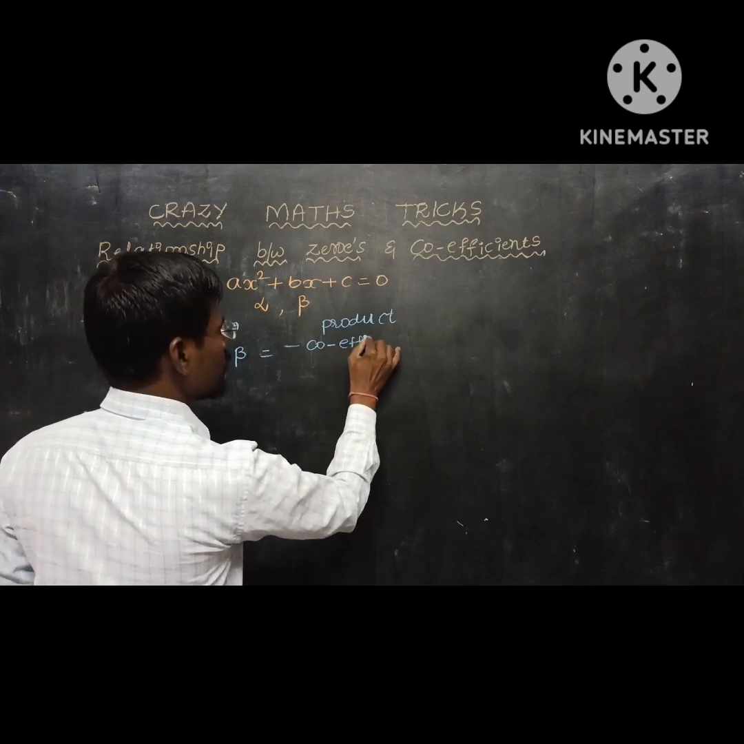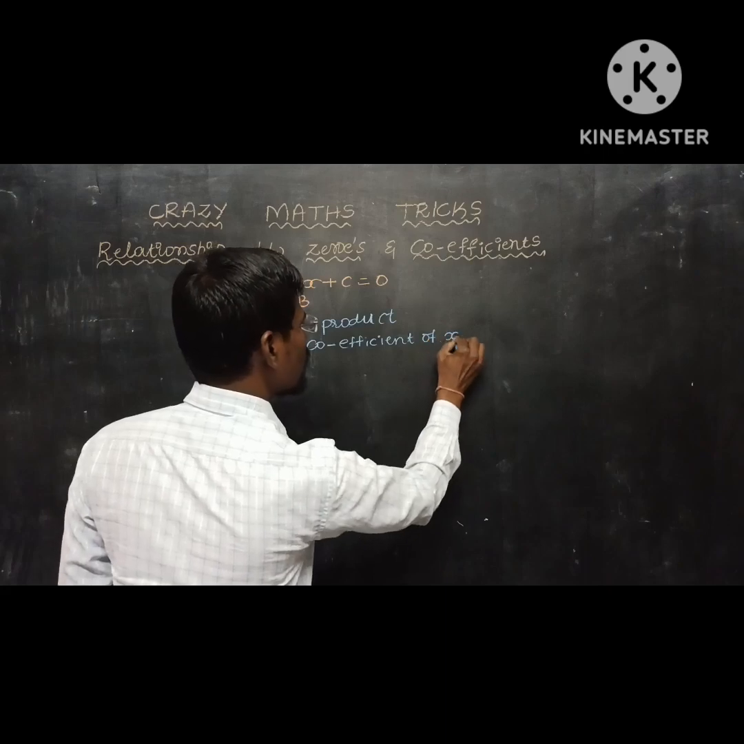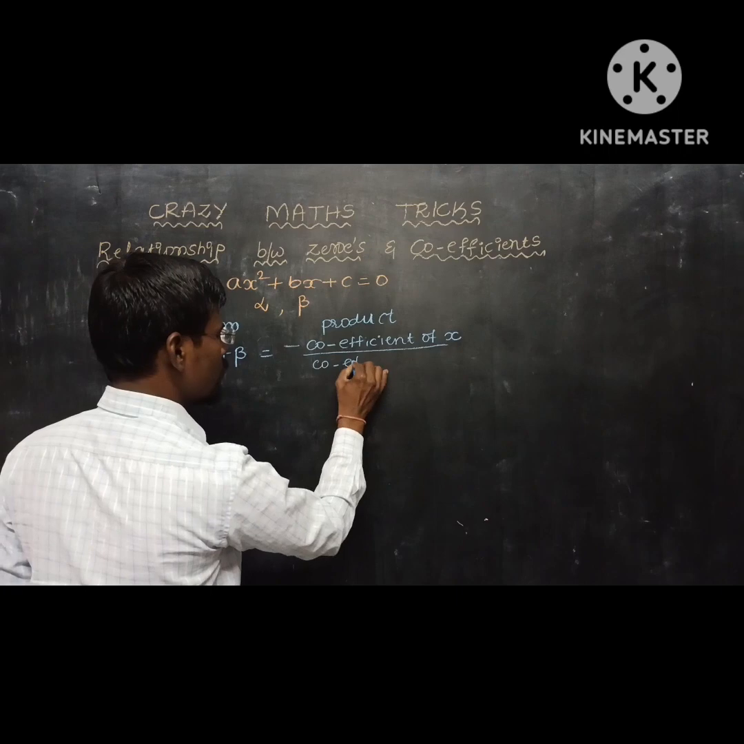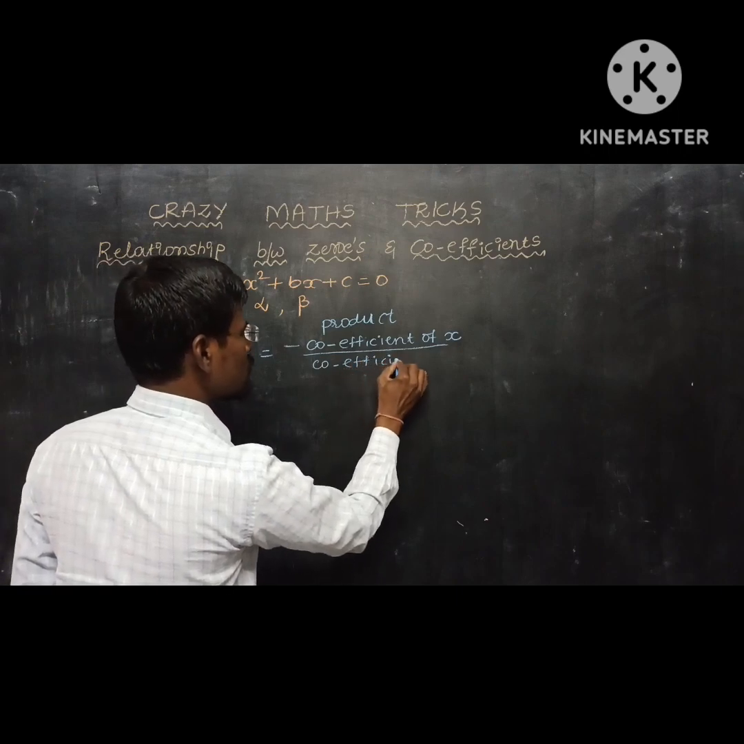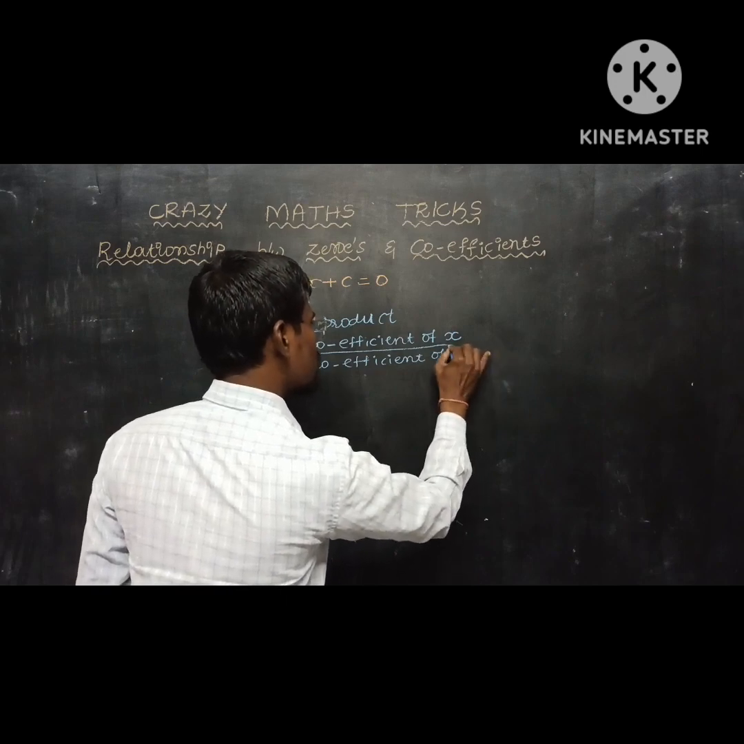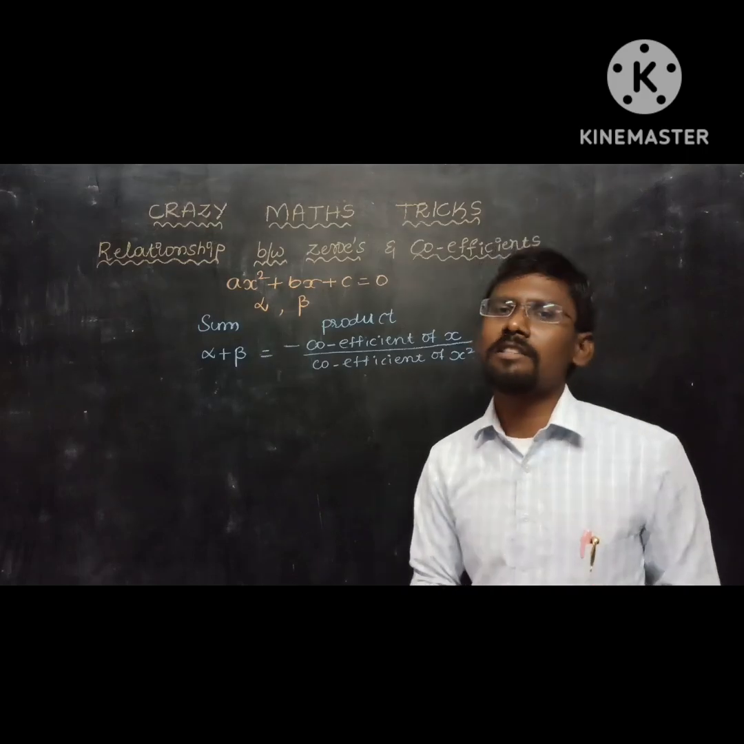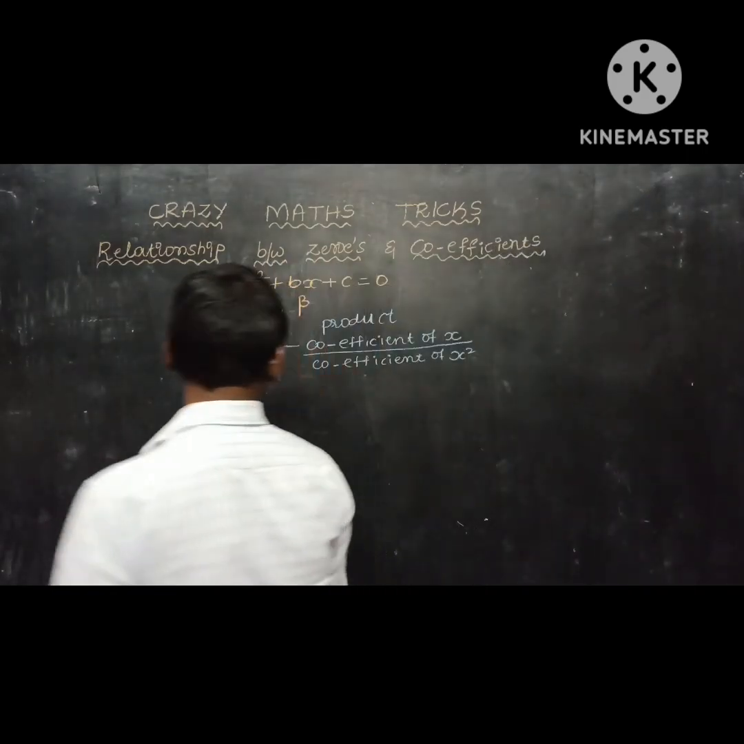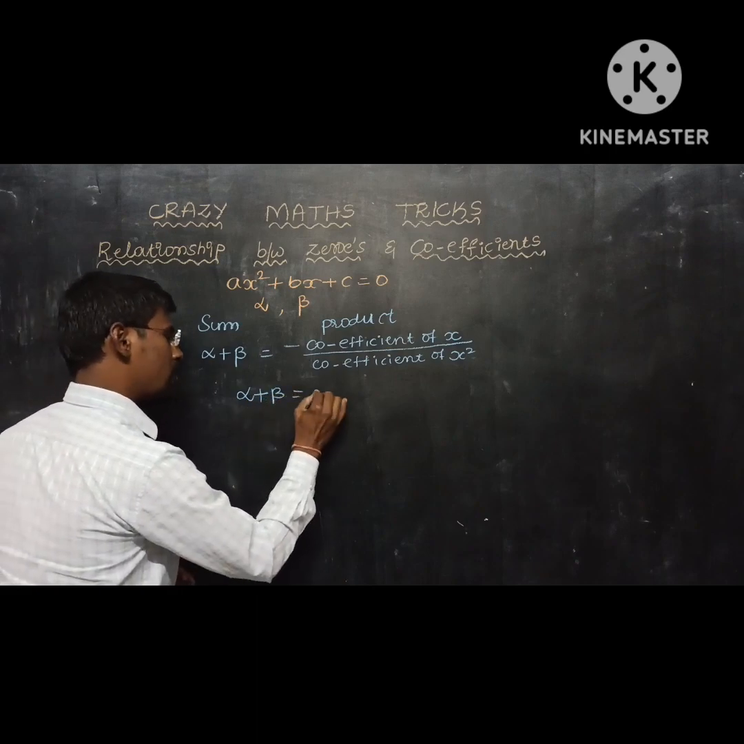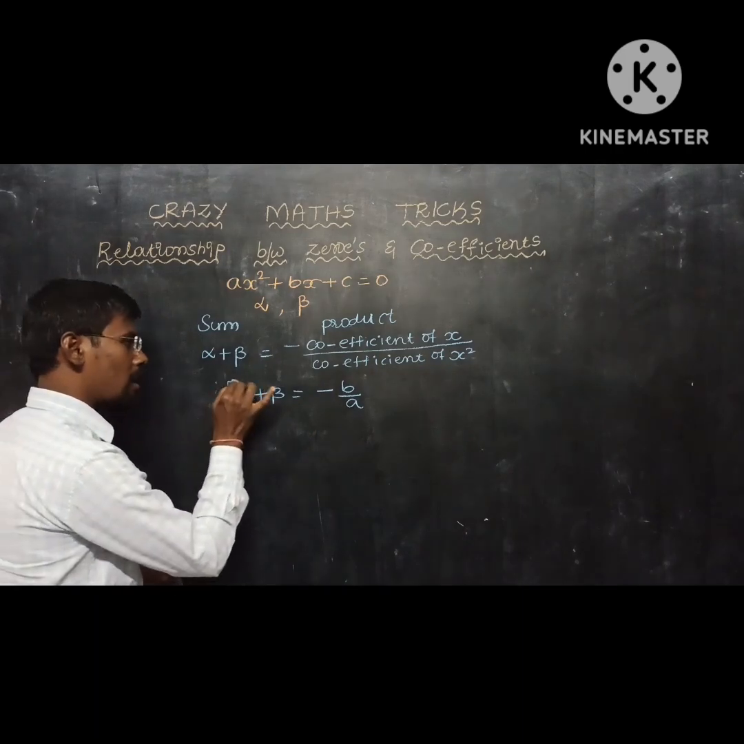The sum, alpha plus beta, is equal to minus coefficient of x by coefficient of x square. This is the relationship for the sum of the zeros. Generally, students remember it as alpha plus beta is equal to minus b by a. Okay, it is also correct.